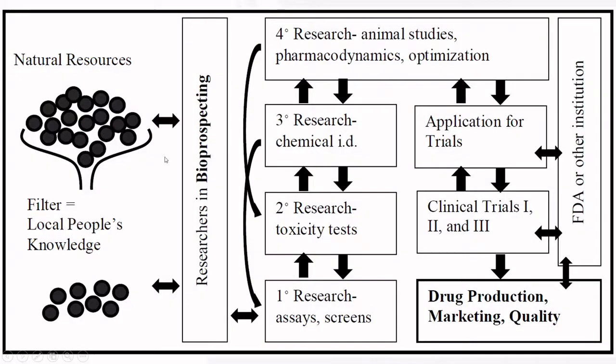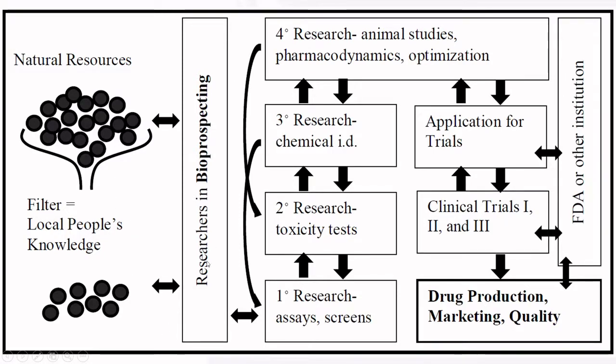Here is the schematic diagram of what I have said before. We have natural resources. Natural resources can be anything, and you can either go for a blind screening, that means you are screening everything you come across, or you can use the knowledge of local people, tribals or indigenous knowledge to streamline or shortlist the screening. So you can use different samples.